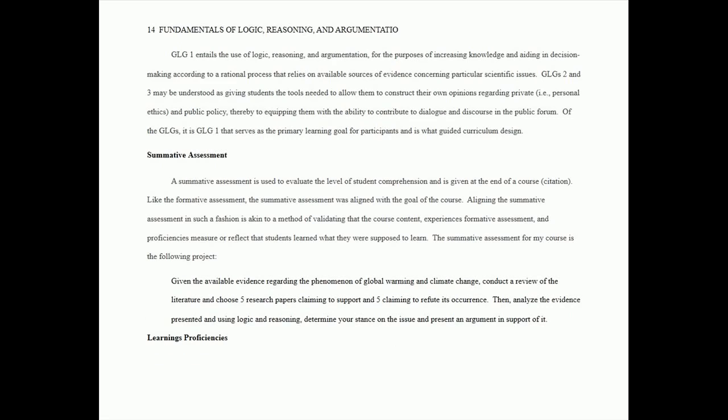GLG-1 entails the use of logic, reasoning, and argumentation for the purposes of increasing knowledge and aiding in decision-making according to a rational process that relies on available sources of evidence concerning particular scientific issues. GLG-2 and the third may be understood as giving students the tools needed to construct their own opinions regarding private, that is, personal, ethics, and public policy, thereby equipping them with the ability to contribute to dialogue and discourse in the public forum. Of the GLGs, it is GLG-1 that serves as the primary learning goal for participants and is what guided curriculum design with the goal of preparing students for the summative goal.